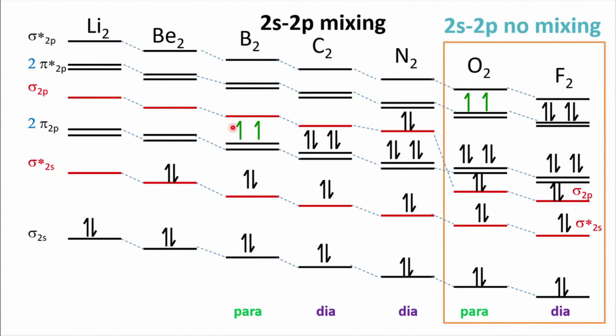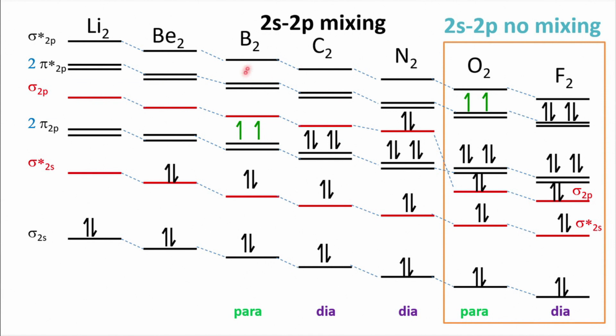Here is the overall MO diagram of various second row elements. For boron, carbon and nitrogen, we have sp mixing. For oxygen and fluorine, there is no sp mixing. If we look at the normal order, it is basically sigma 2s, that is the bonding orbital, sigma star 2s antibonding orbital, then sigma 2p orbital, that is the normal case. But because of the sp mixing, the order changes as shown here.